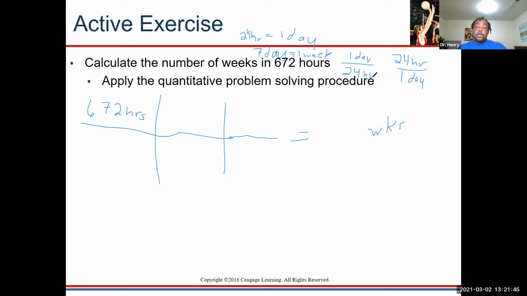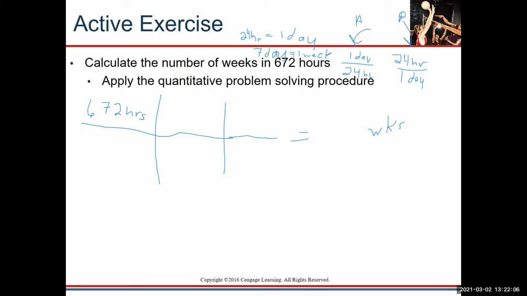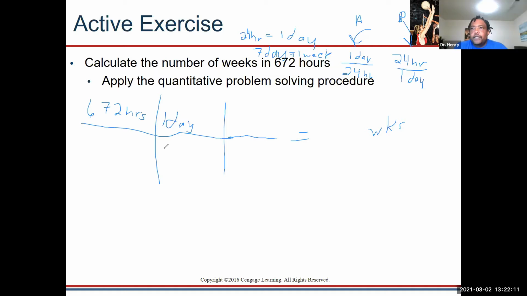Since I can flip them any which way I want, I set them up so that I can cancel out units. By canceling out units, it'll allow me to get to where I want to get to. I want to go from hours to weeks. So which one am I going to use, this one or this one? A or B? A. Okay, A: 1 day, 24 hours. Then my hours are canceled out, and now I'm left with days.